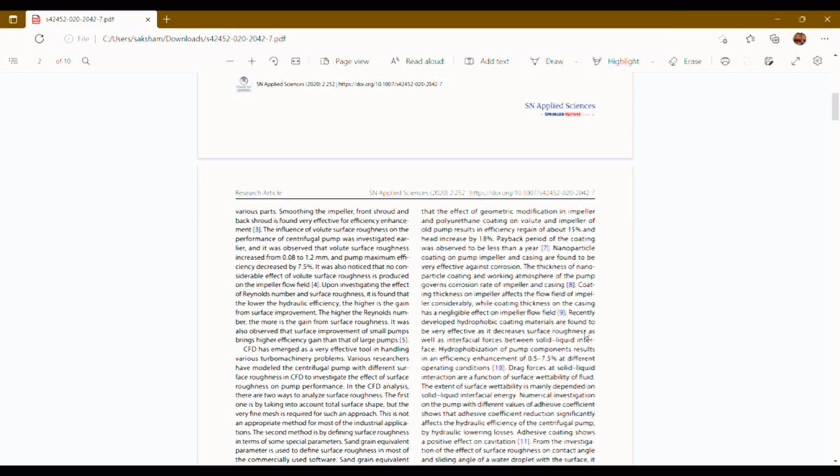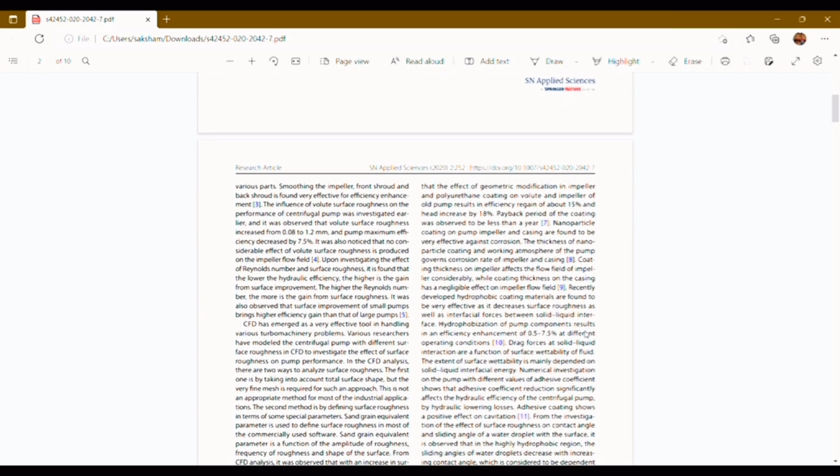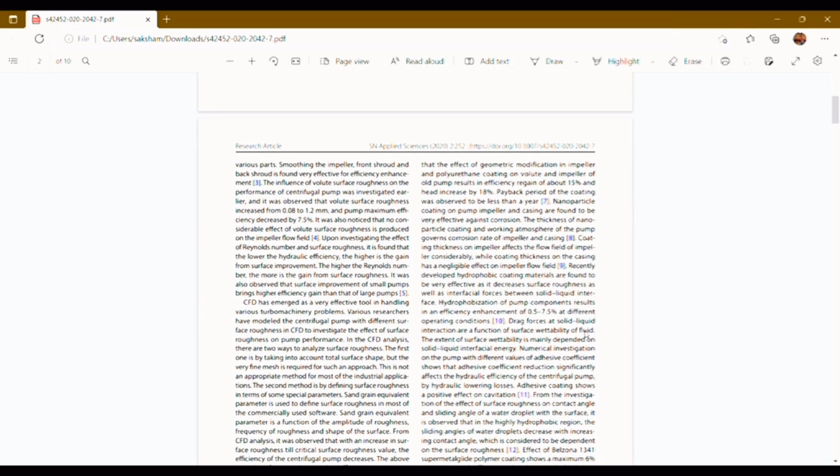The influence of volute surface roughness on the performance of centrifugal pump was investigated earlier, and it was observed that when volute surface roughness increased from 0.08 to 1.2 mm, pump maximum efficiency decreased by 7.5%. It is also noticed that no considerable effect of volute surface roughness is produced on the impeller flow field.